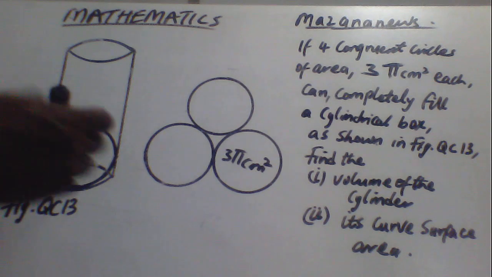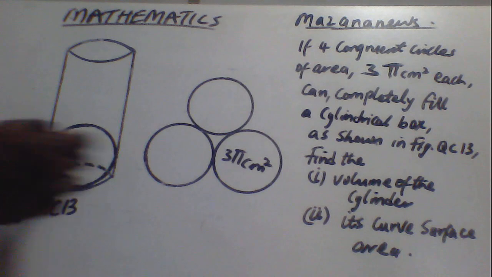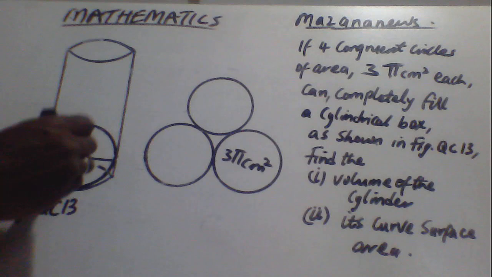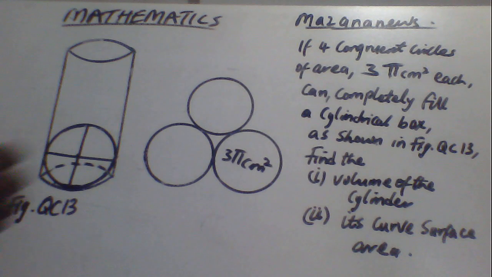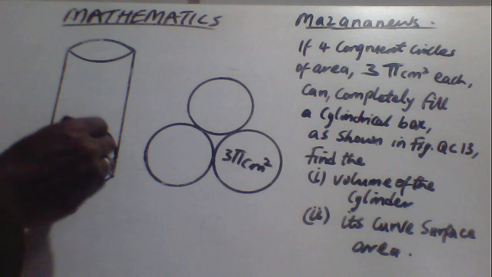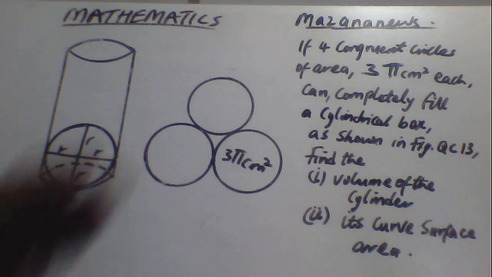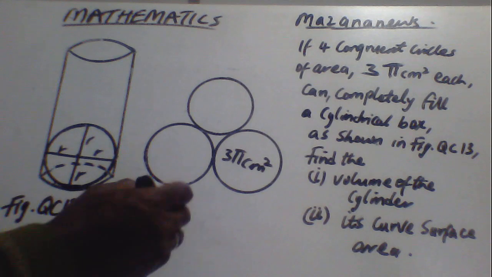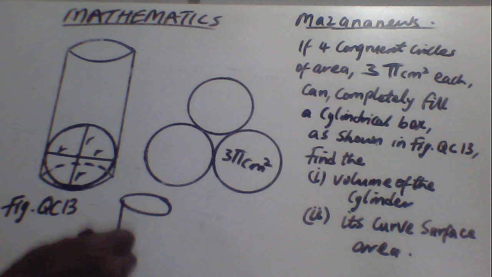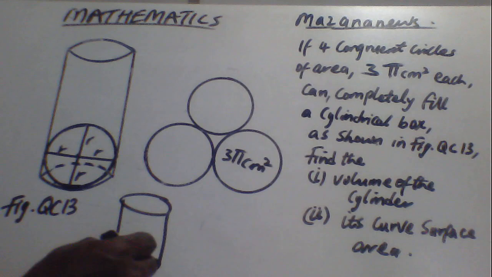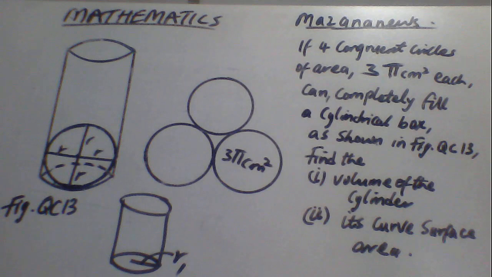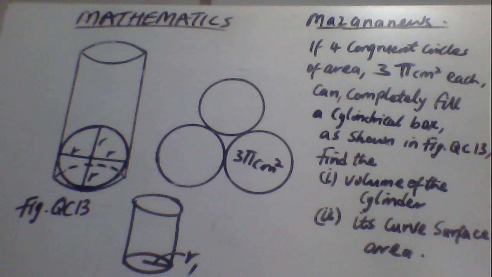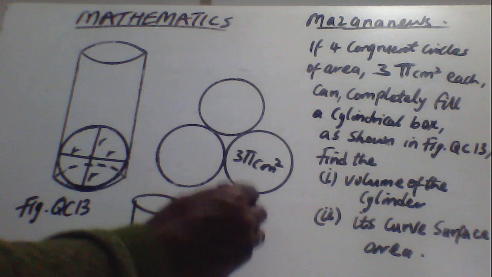Now notice that the circle touches the side of this cylinder, which means you can draw the diameter of the circle, and you can also do it this way. Here is R, here is R, here is R, and here is R for the circle. And this is the cylinder. If R1 is the base radius of the cylinder, you notice that R is equal to R1.